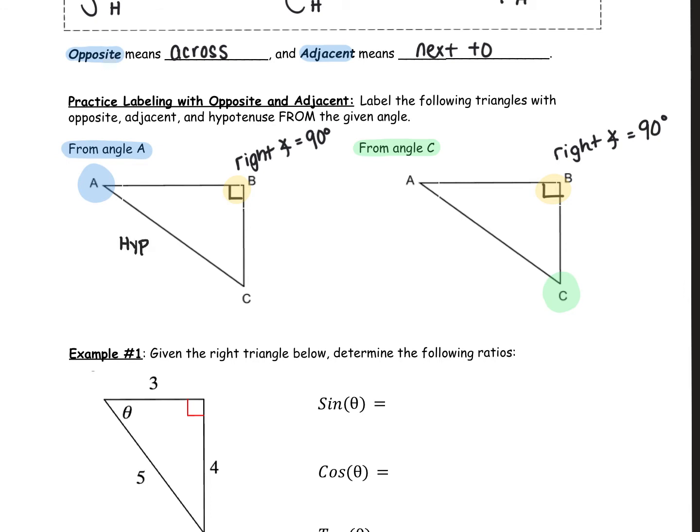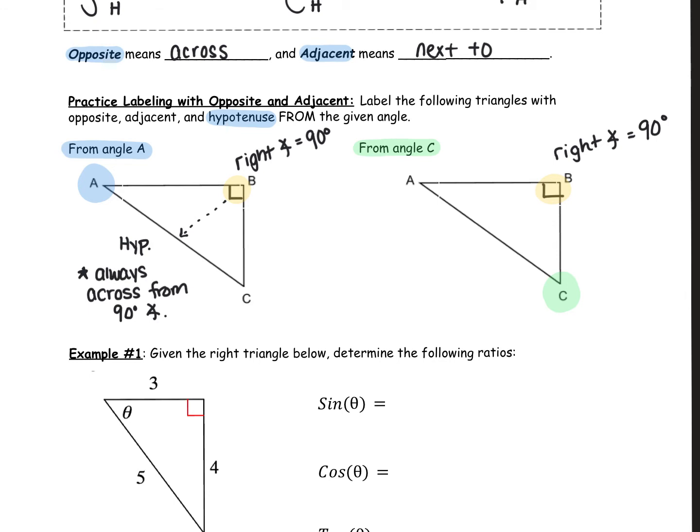I'm going to use HYP to abbreviate the word hypotenuse. Hypotenuse is HYP. And the hypotenuse is always located across from the 90-degree angle. If you want to write that, always across from the 90-degree angle.